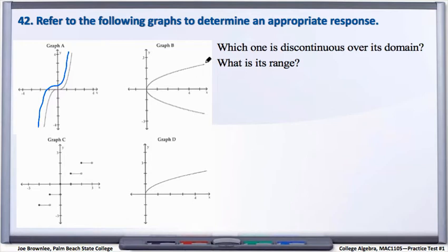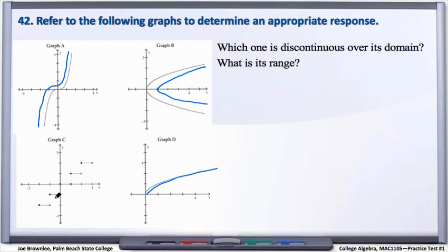Here at B, again, we can set our pen down and we're going to be able to graph this whole thing without having to lift up our pen from the paper. So graph B is continuous. Graph D, we set our pencil down and we're able to graph without having to pick up our pencil. So graph D is continuous.